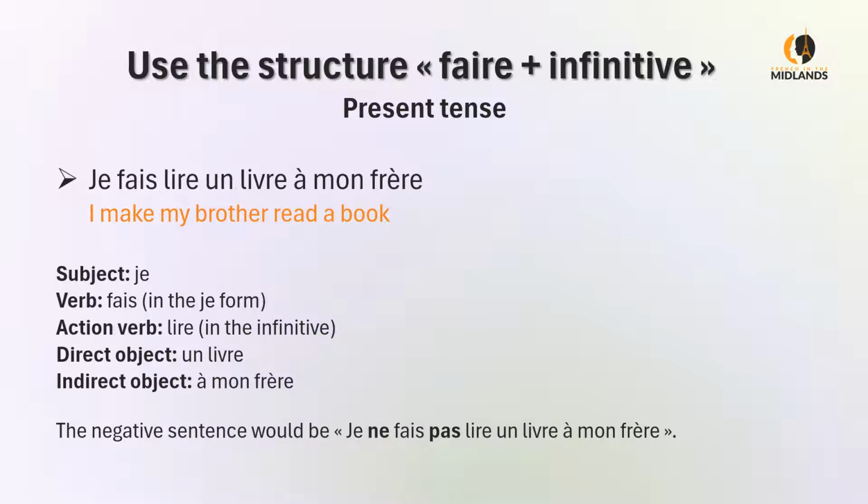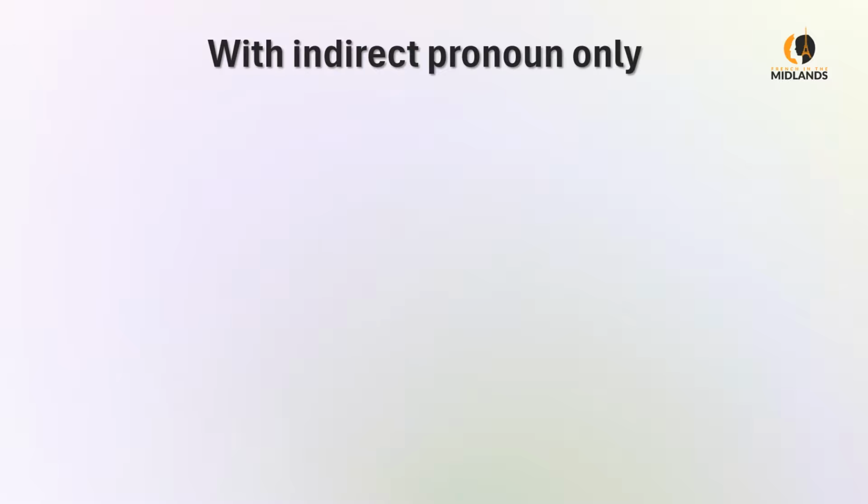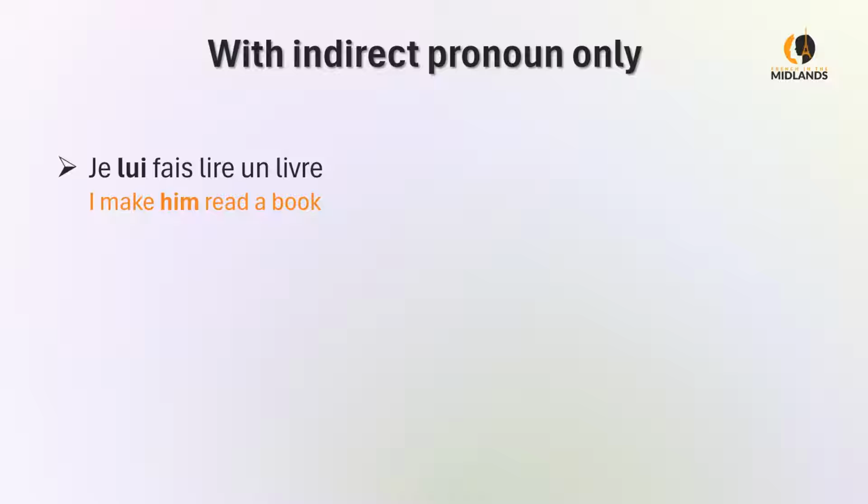Now, if you were to put this sentence in the negative form, you'd end up with je ne fais pas lire un livre à mon frère. Now, when you want to say it with an indirect pronoun, you end up with je lui fais lire un livre. I make him read a book. And we say in French, I make to him read a book. That's why it's called indirect pronoun. Whereas the subject is je, indirect object is lui, to him, which replaces à mon frère.